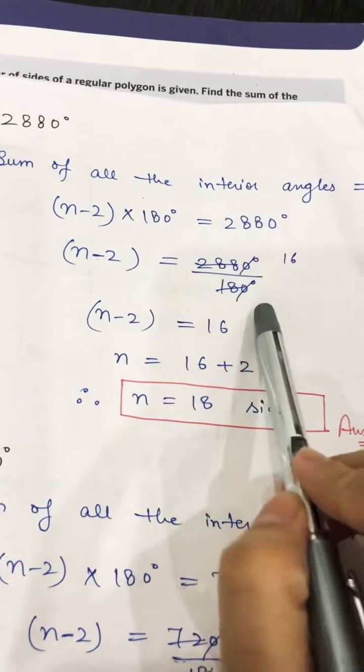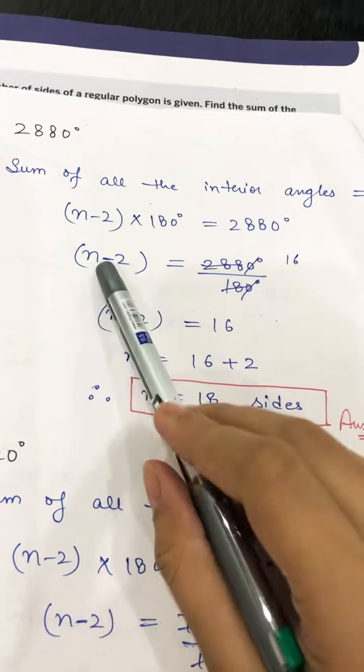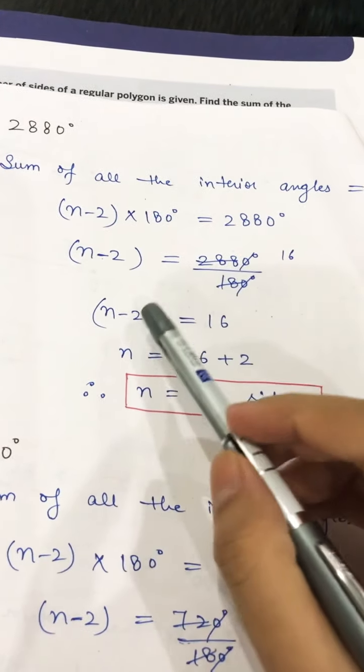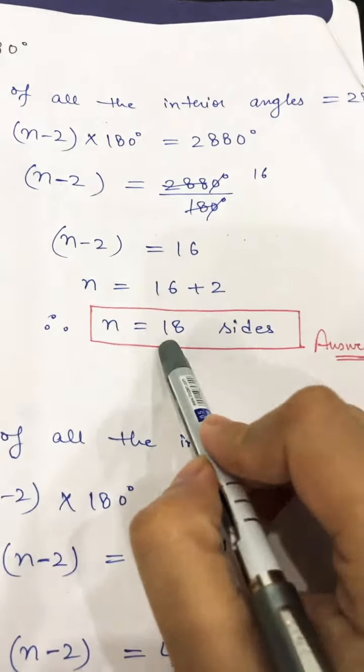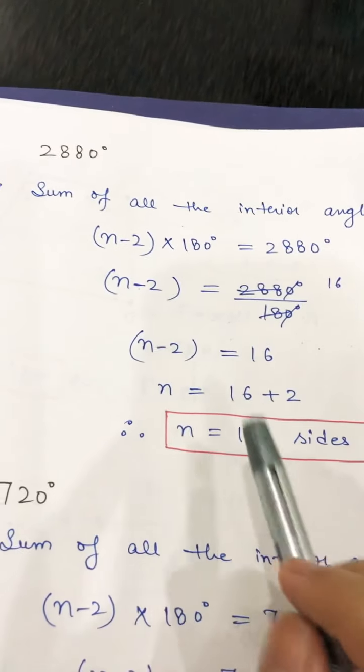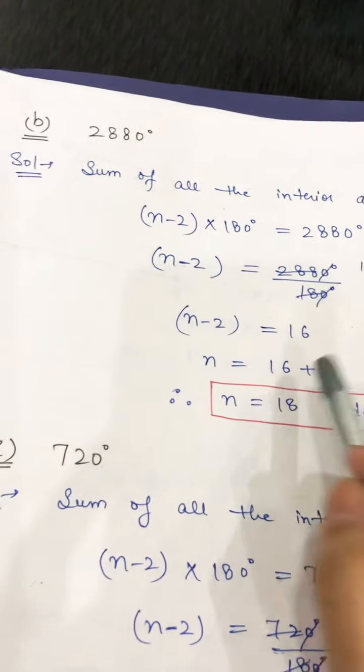Now this 180 will go into the denominator, it will cancel and give 16, so that is equal to n minus 2 is equal to 16, minus 2 will go that side, it will become plus 2, so n is equal to 18 sides. So the number of sides is equal to 18. Okay, so this is part number B. The rest, part number C and D, you have to solve at home.